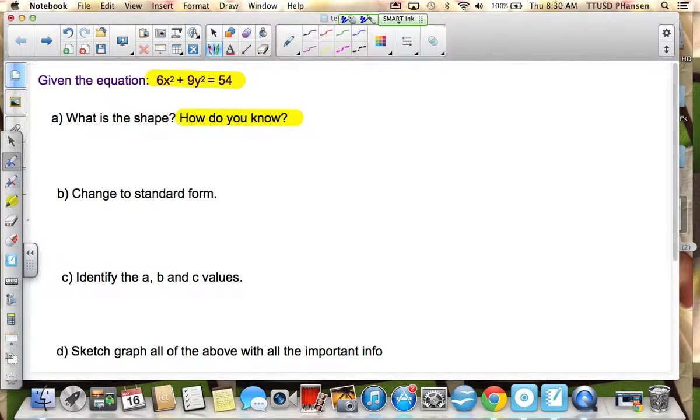It is, class? An ellipse. Nice. There's some audience members here to help. It's an ellipse. How do you know? This is where I want you to actually be specific. Yes, TJ? Because if it was just y or x squared, it would be a parabola.